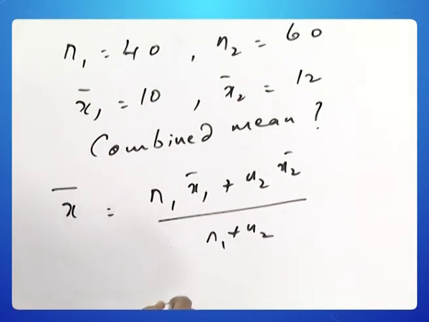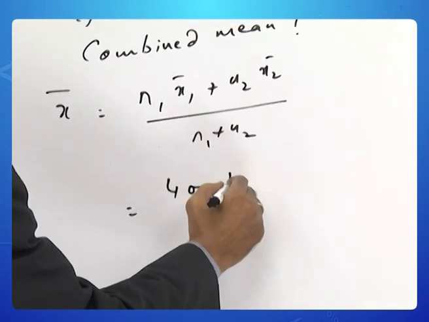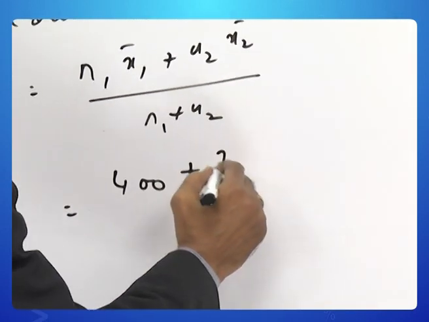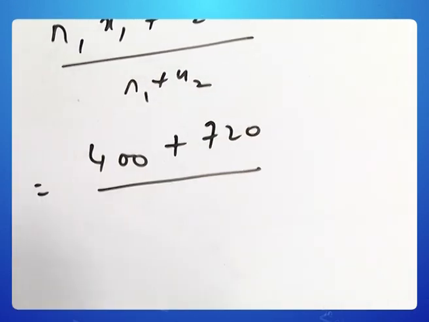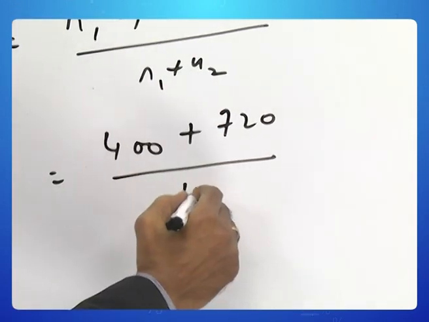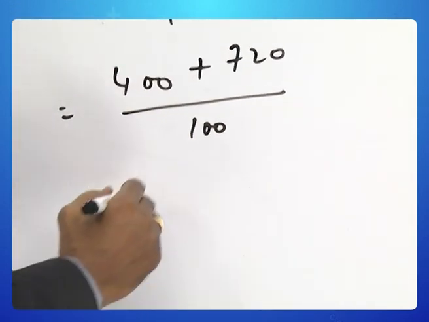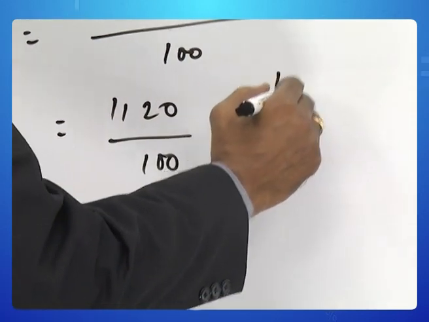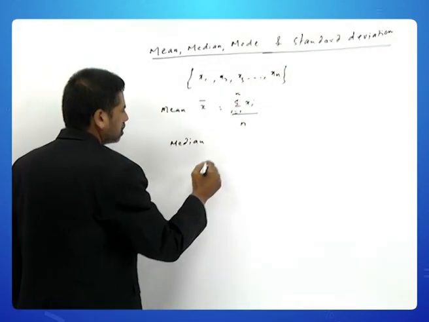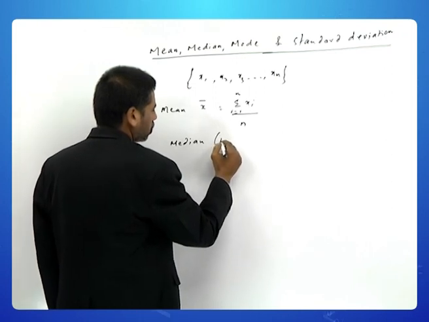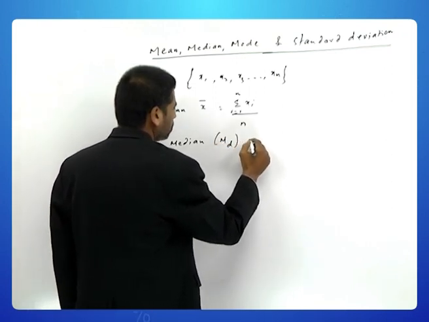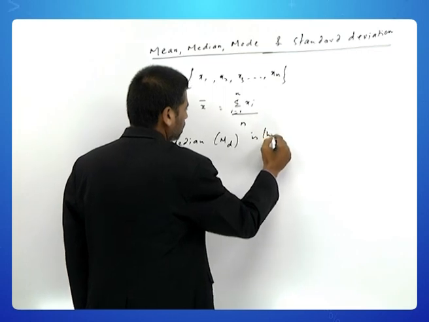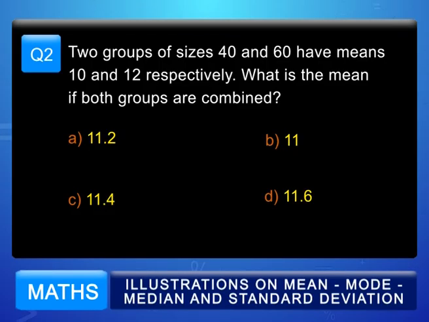So, this becomes 400 plus 720 divided by 40 plus 60, which is 100. So, this becomes 1120 divided by 100, which is 11.2. Very simple calculation, but how many students remember this general rule is the issue. So, option A for this problem is correct.